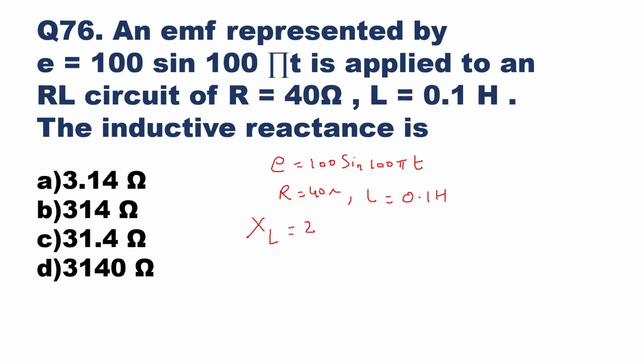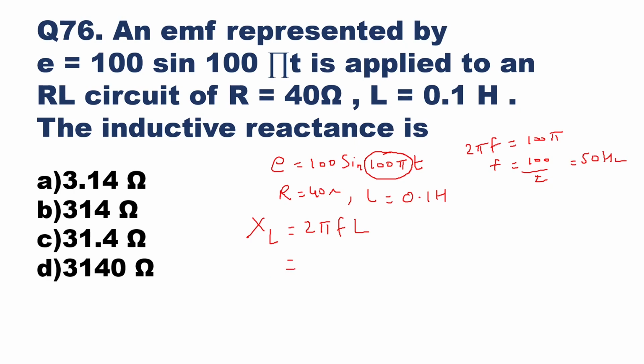XL is equal to 2 pi FL. Now how much is F? So F we will get here. This value is 2 pi F. So 2 pi F is equal to 100 pi. So here F is equal to 100 upon 2, which is equal to 50 hertz. F is equal to 50 hertz.